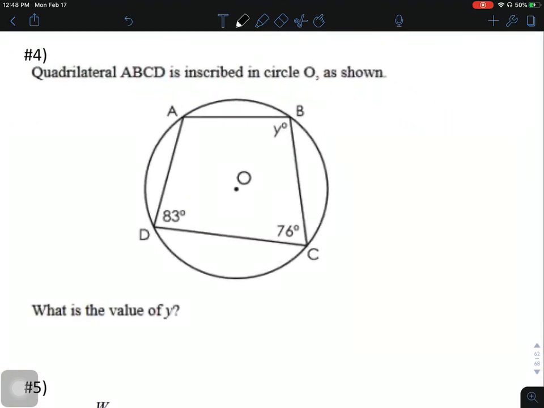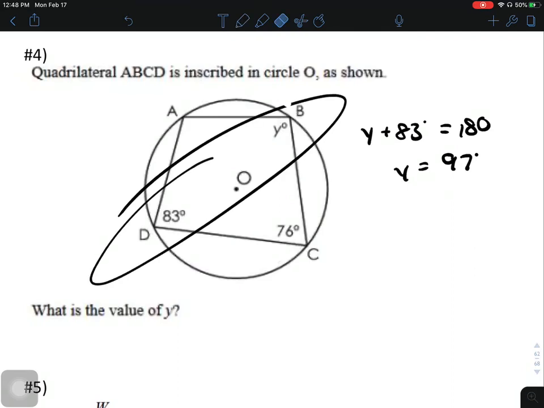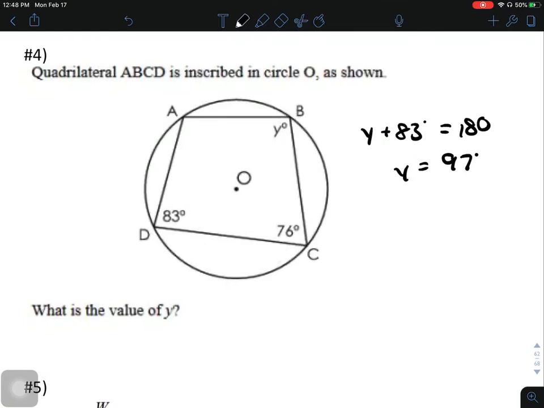Here's a release question. This is from the state of Ohio. Quadrilateral ABCD is inscribed in circle O. What's the value of y? This is a cyclic quadrilateral, and according to the cyclic quadrilateral theorem, opposite angles y and 83 have to be supplementary. That makes y 97. If you know that theorem, this is super easy. If you don't, this is as close to impossible as you can get.